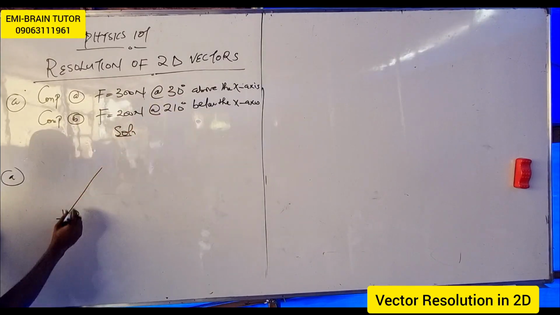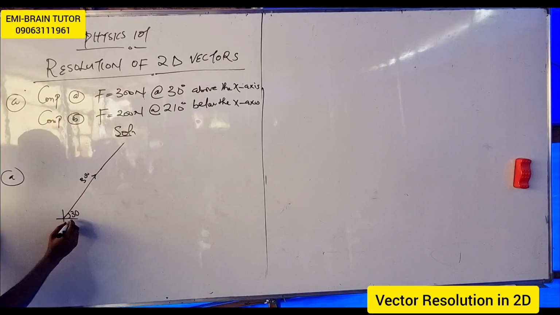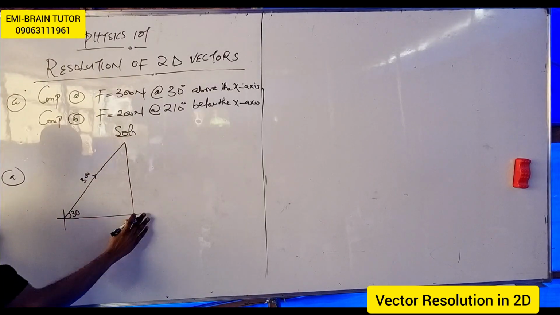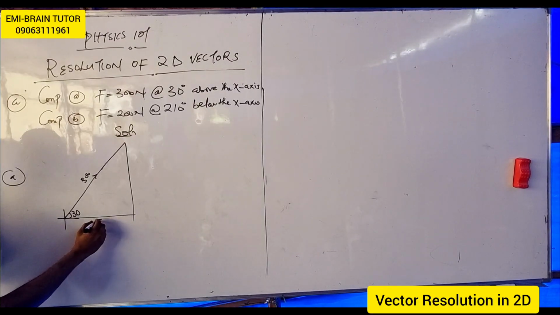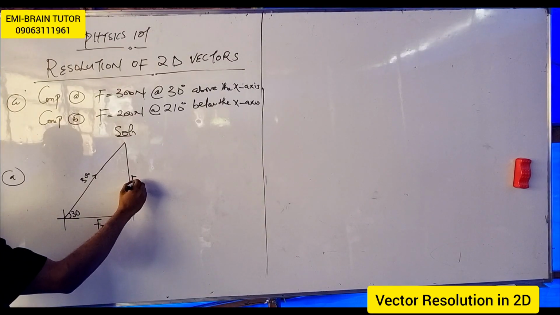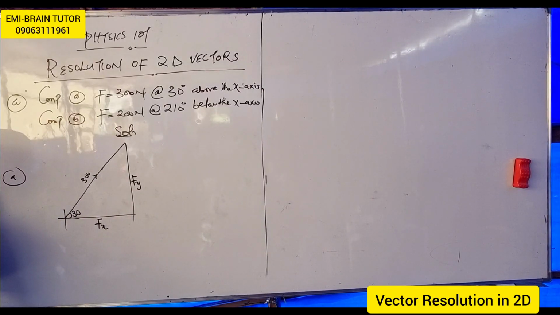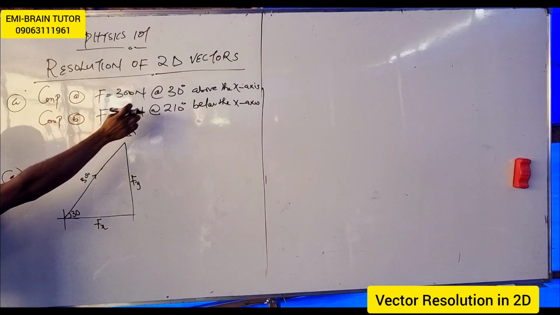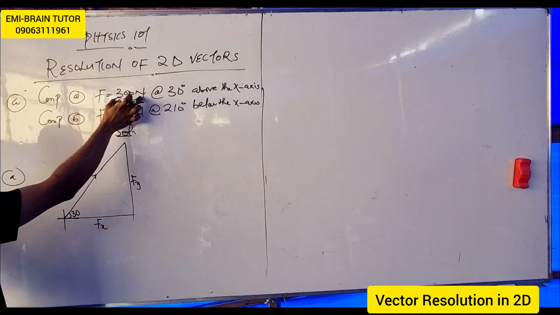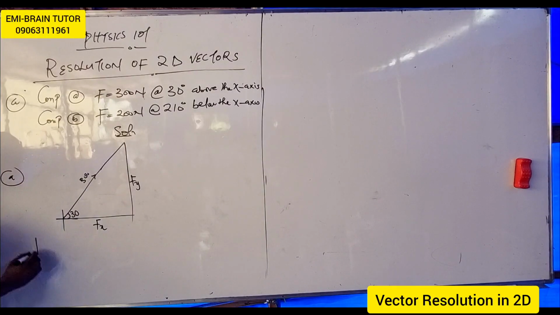So what do you have? What is the force there? 300 Newton. So I can complete my triangle, right? Okay. So what do we call here? Fx. What do we call here? Fy. What are we asked to find? Components of this vector F equals 300 Newton. It simply means I will resolve horizontally and vertically. Are you getting the concept now? So let's resolve.